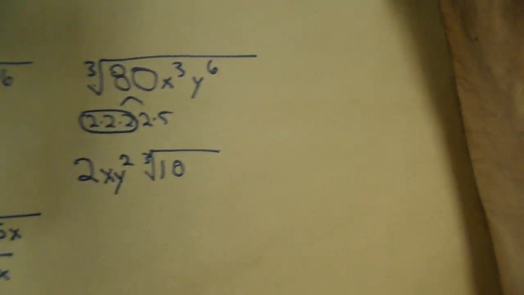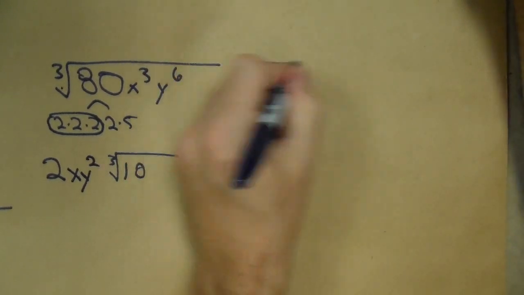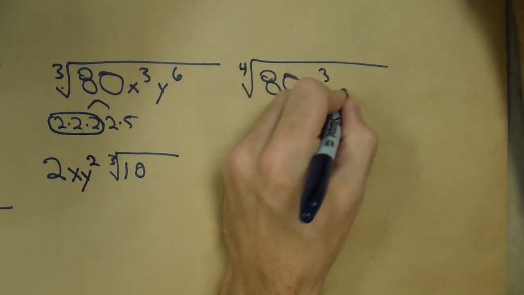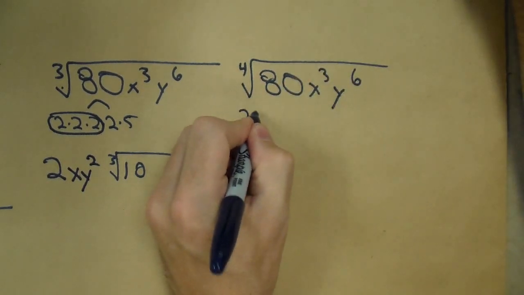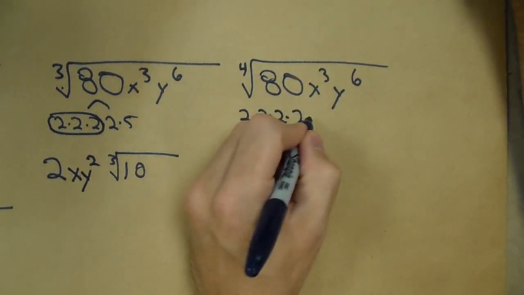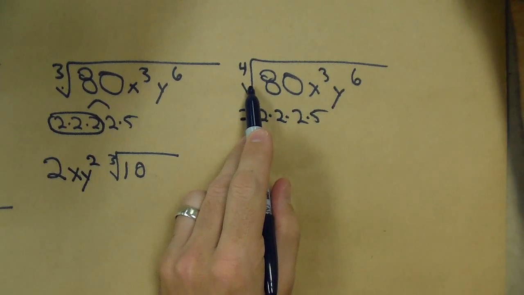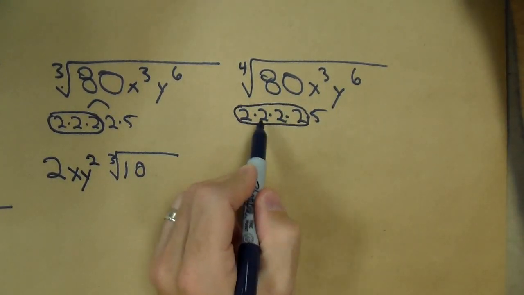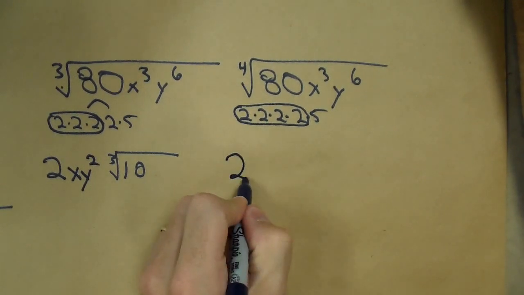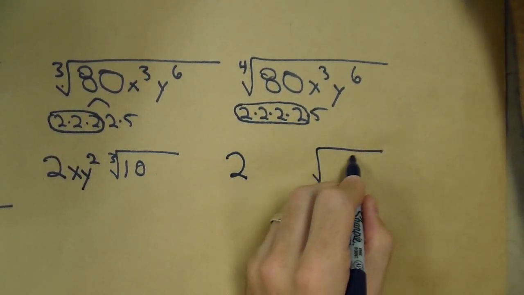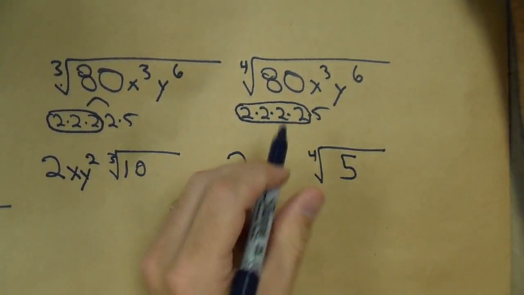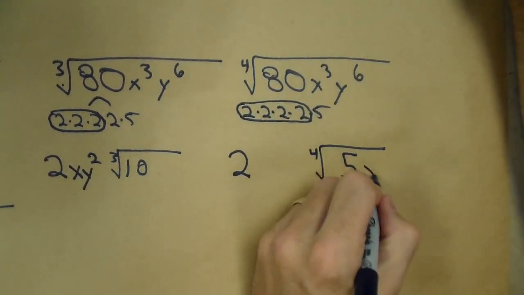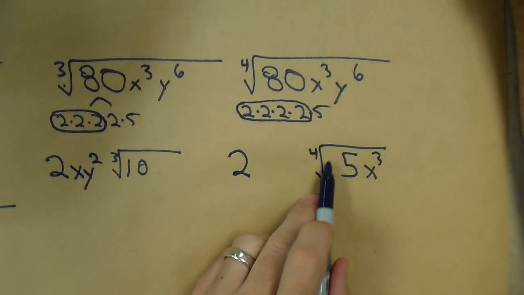Let's use this set of numbers one more time and go now to the 4th root. So again, 2, 2, 2, 2, and 5. I need a set of 4 to bring it out. How many sets of 4 do I have? I have 1, so a 2 comes out. It looks like 5 is going to be left in. Do I have any sets of 4 for the x's? Nope, I only have 3. That wasn't enough, so they stay inside.